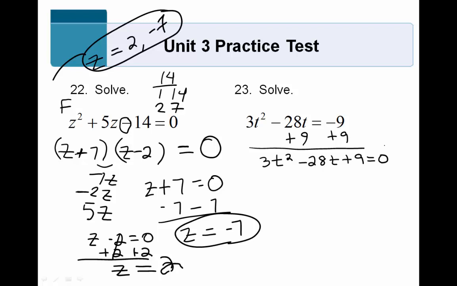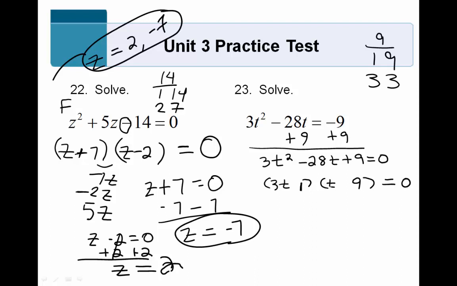So factors of 3 are just 3 and 1, 3t times 1t. My factors of 9, 1 and 9 and 3 and 3. And you can see 3 and 3 aren't going to work because I can't put a 3 with a 3. So it's 9 and 1. And I can't put the 9 with the 3 either. So the 1 will have to go here and the 9 will have to go here.